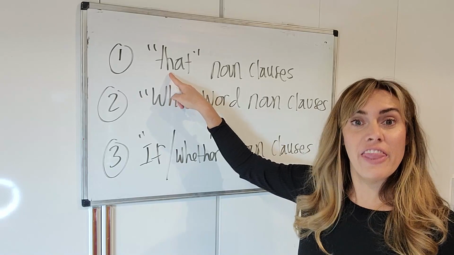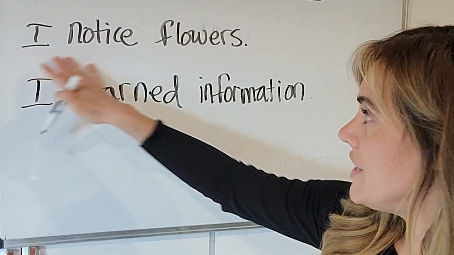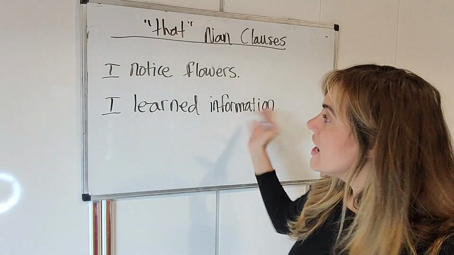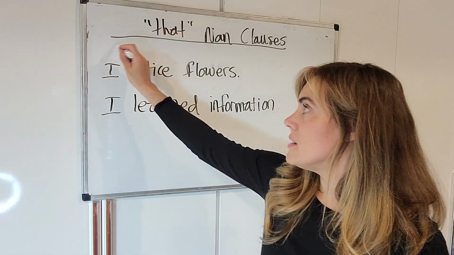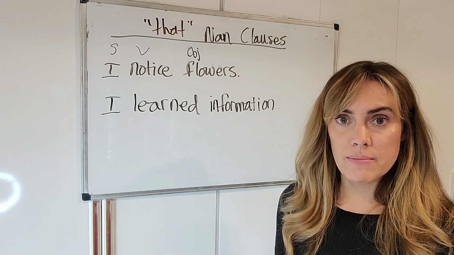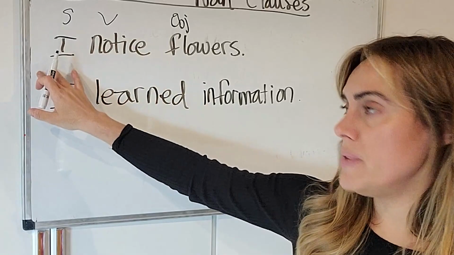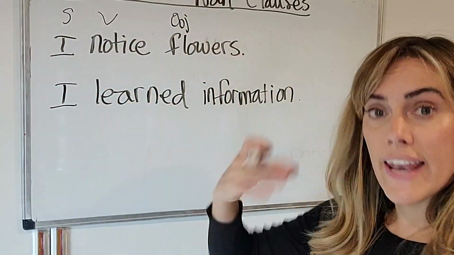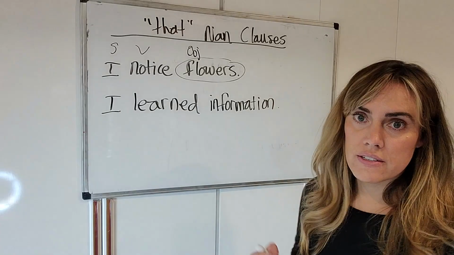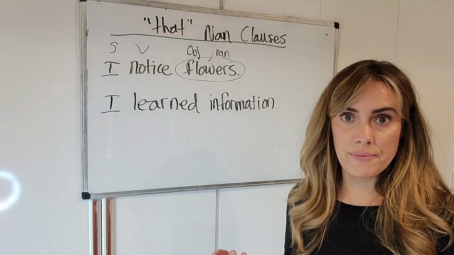Let's start with the that noun clauses. Let's just look at these two sentences here. I noticed flowers. I learned information. So in these sentences, I have a subject and a verb and an object. Remember, nouns can be objects after a verb, or they can be subjects. In this case, the noun, the person, place, thing, idea, is the flowers. It's the object of this verb, so it's a noun, it's a thing.